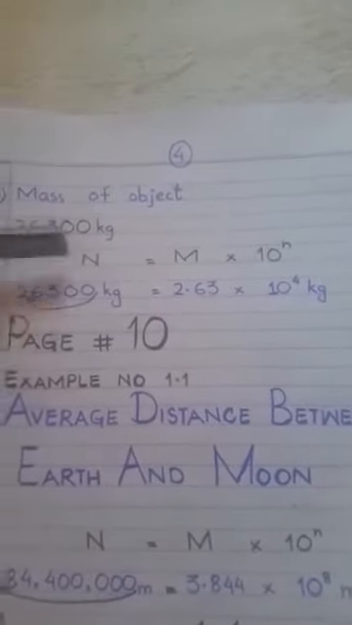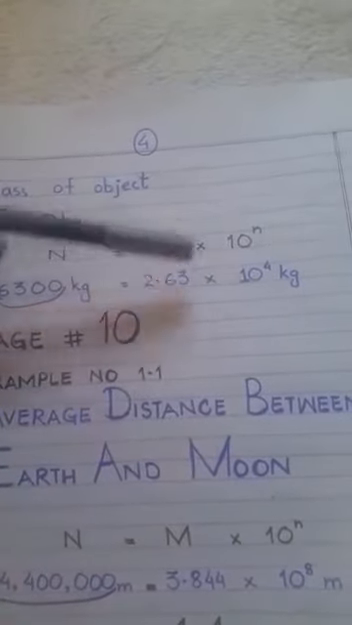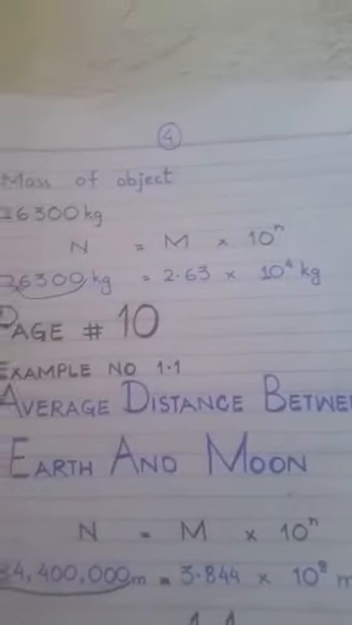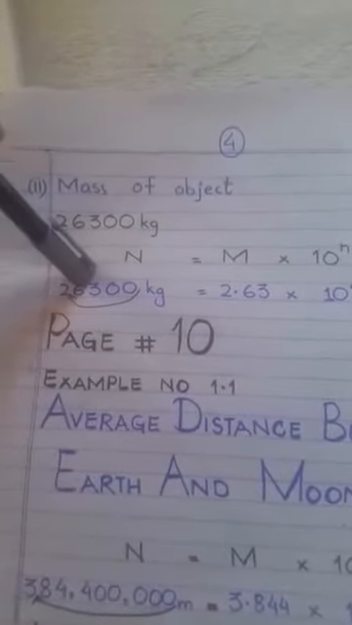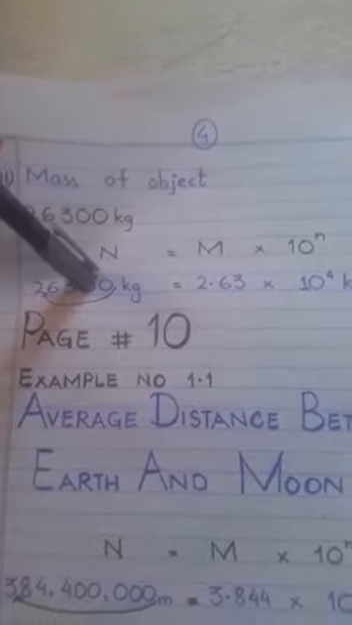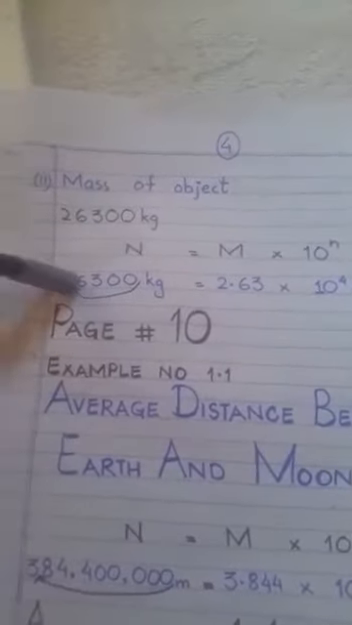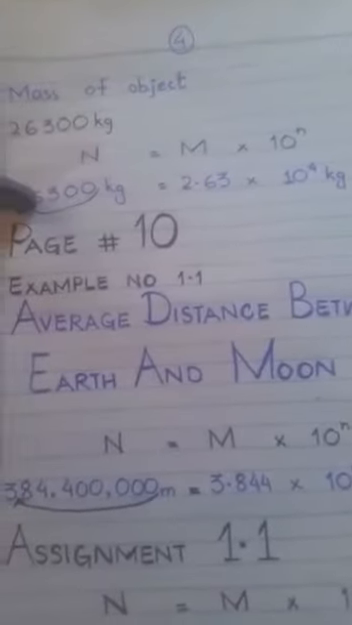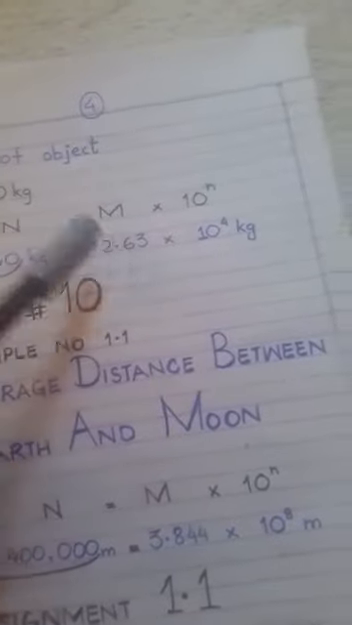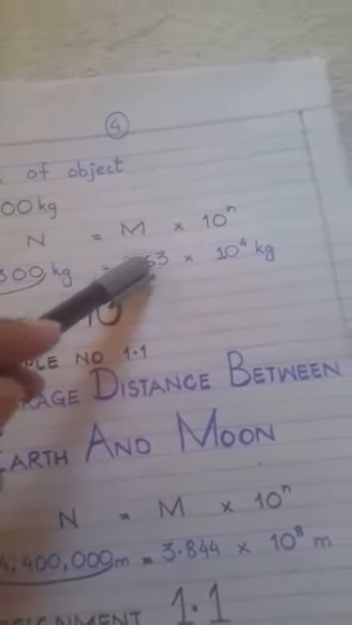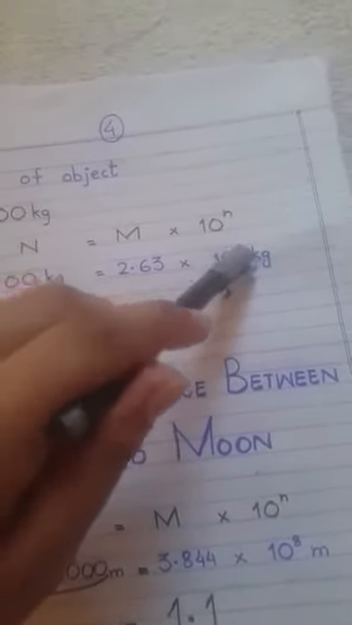Suppose n is the number in simple notation, m is the mantissa, and 10 to the exponent. Again girls, as you can see, 2 is the first non-zero digit, 6 is the second non-zero digit, and 3 is the third non-zero digit. According to the rule, the decimal will be placed after the first non-zero digit. So the standard form is equal to 2.63 into 10 raised to power 4.